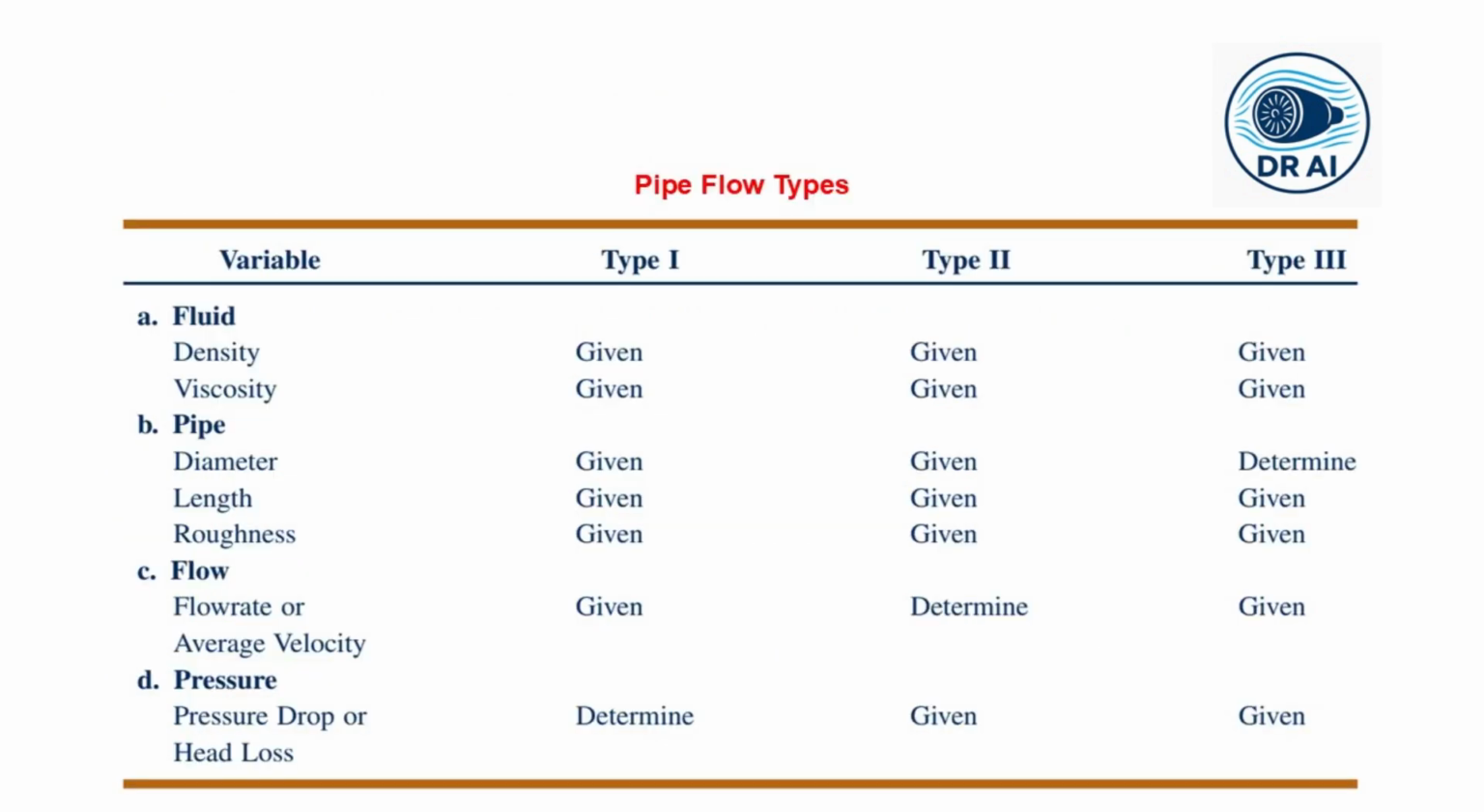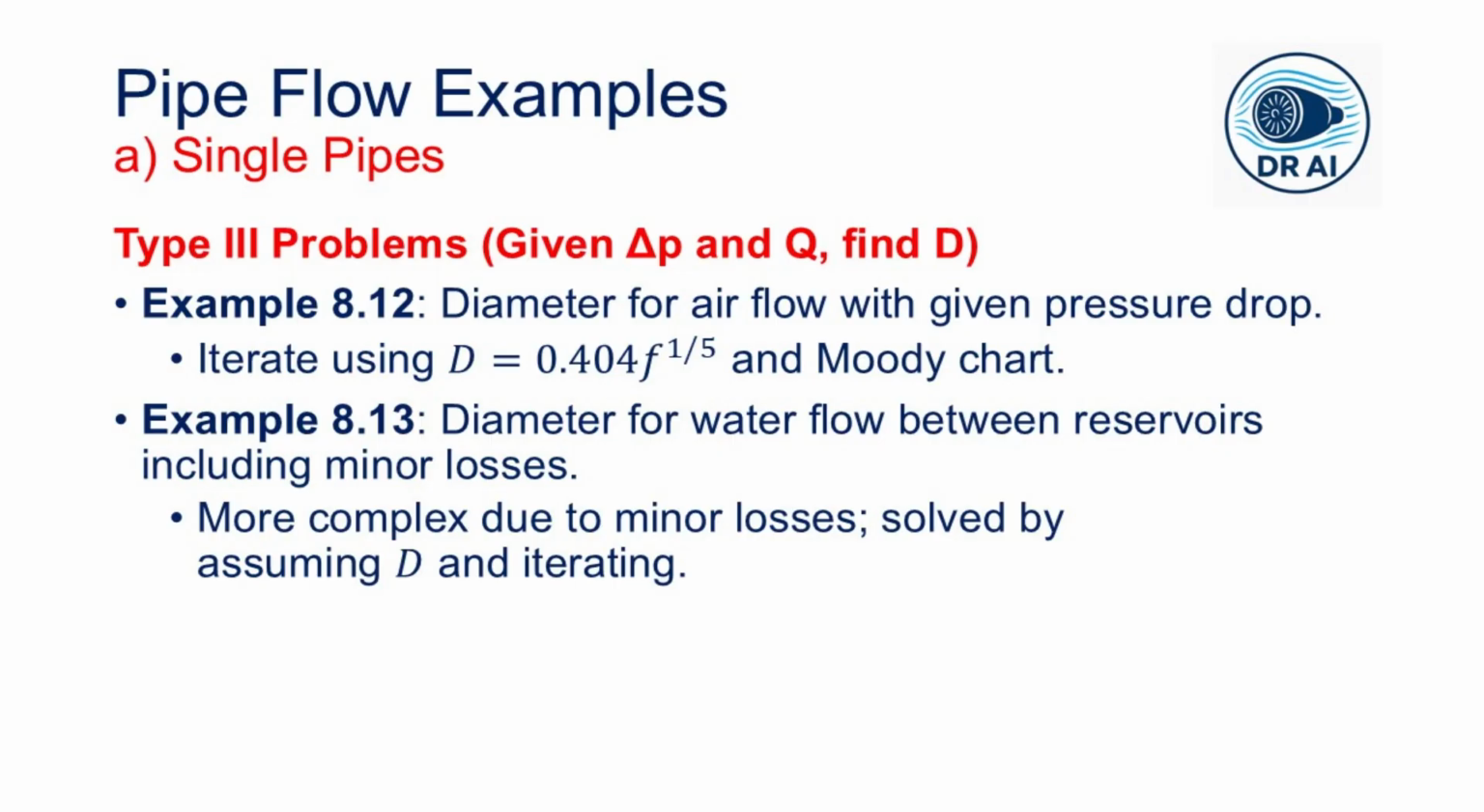Now, the next type of problem is type number 3, which is to determine the pipe diameter. Type 3 problems are the most challenging ones. In this case, you are given the desired flow rate and the allowable pressure drop, and you need to find the pipe diameter that will make this work. So this is the design problem. Think of example 8.12 as listed here. You need to move 2 cubic feet per second of air with a pressure drop no more than 0.5 psi per 100 feet of pipe. So what diameter pipe should you specify?